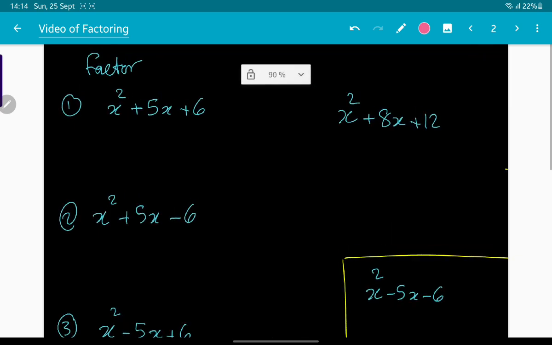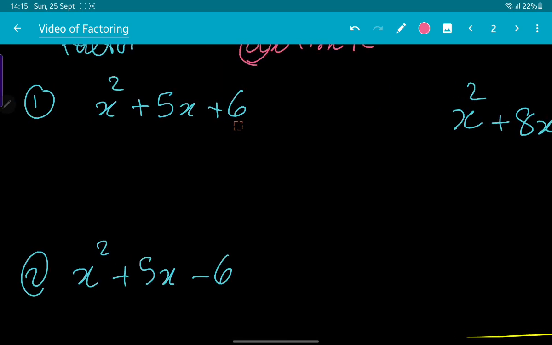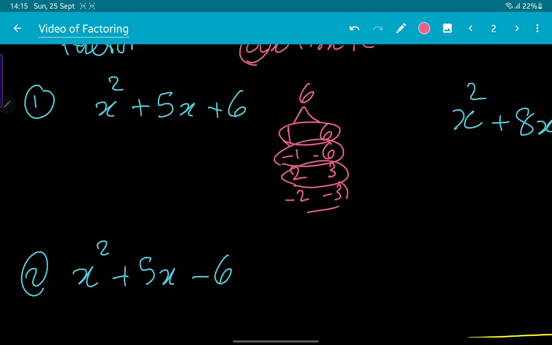Next, ax squared plus bx plus c. A is the first number, here is 1, this is b, and this is c. To factorize this, take the last one, which is 6. 6 can be factored in 1 and 6, negative 1 and negative 6. 6 is 2 times 3, negative 2 times negative 3. So you have 4 groups.